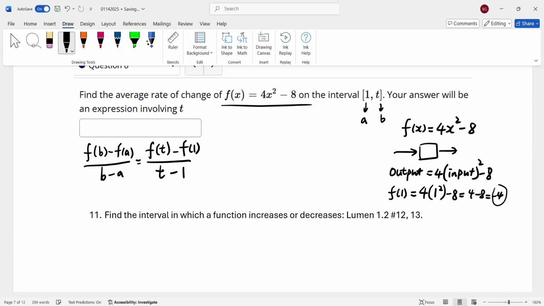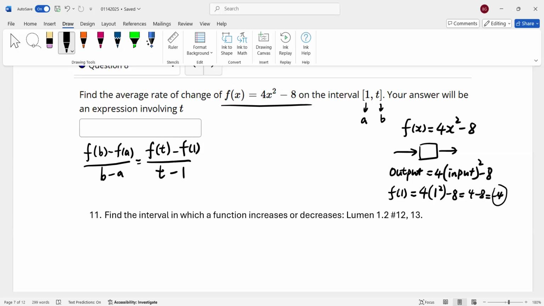What about f of t? We practiced how to find the output for any given input, right? So even if the input is not a specific number, even if the input is a pencil or a phone, right?